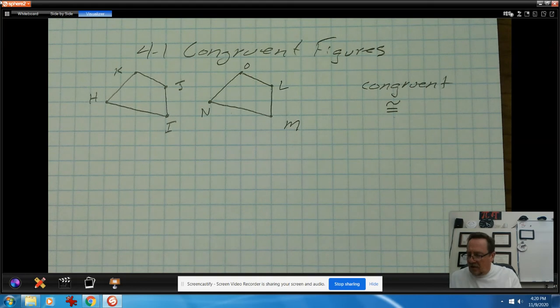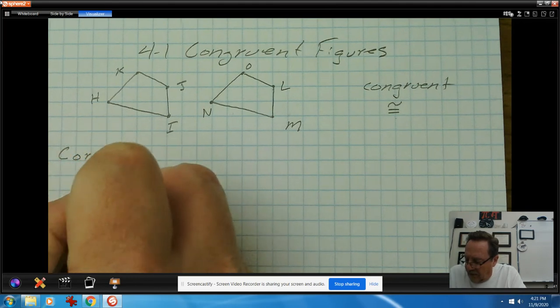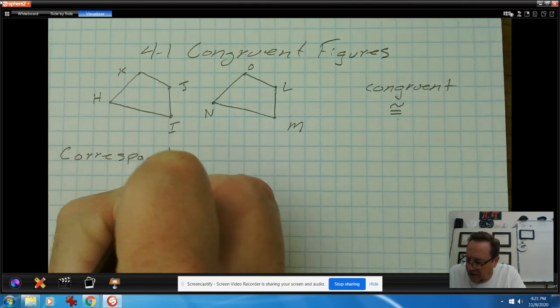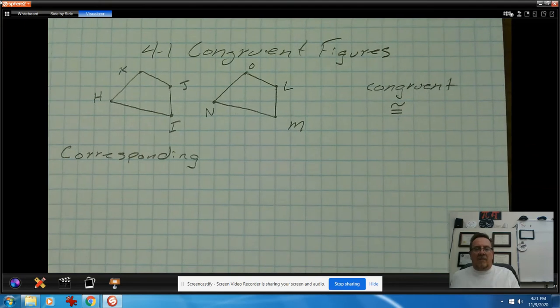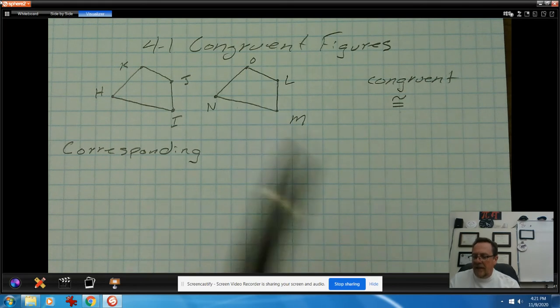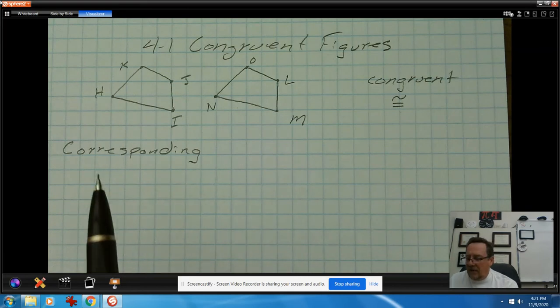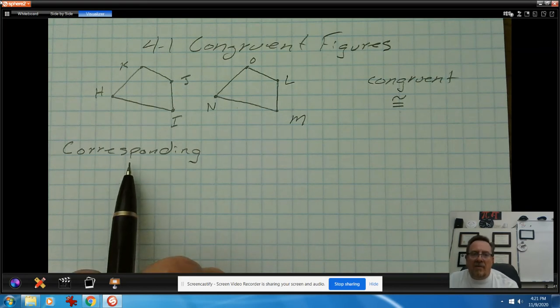And the first term we want to make sure you understand is corresponding. What are corresponding parts? Corresponding parts are the ones that match up. So, for example, if I did say that these two figures were congruent, then that really means that the corresponding parts would have the same measure.